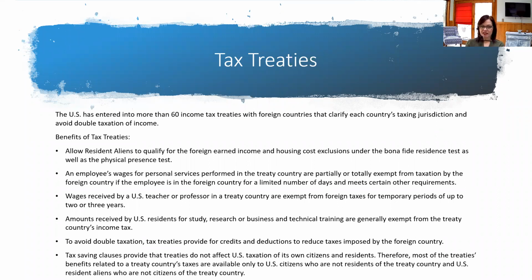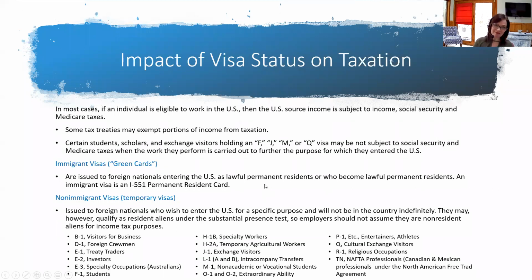To avoid double taxation, tax treaties provide for credits and deductions to reduce taxes imposed by the foreign country. Tax savings clauses provide that treaties do not affect U.S. taxation of its own citizens and residents. Therefore, most of the treaty's benefits related to a treaty country's taxes are available only to U.S. citizens who are not residents of the treaty country and U.S. resident aliens who are not citizens of the treaty country. And this is really confusing. I found it confusing when I was first learning this. It's a lot to remember.